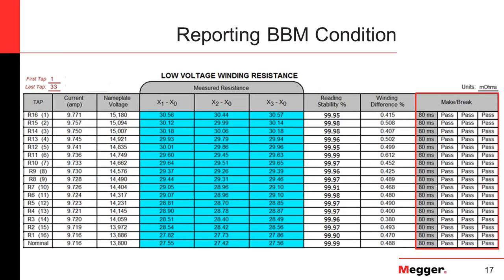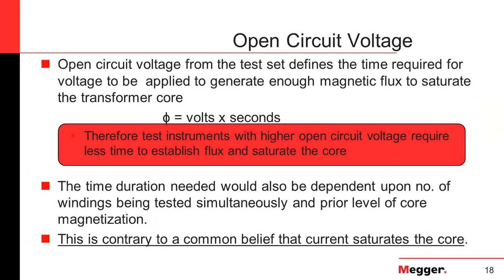Now, in order to be optimum in performing winding resistance tests, in order to do it in the least amount of time, one of the key conditions is open circuit voltage. This is from our previous slide, where for saturation, we want to saturate the core. We must saturate the core in order to begin to measure the resistance. To do so, we need the voltage, which is the test voltage, times time.